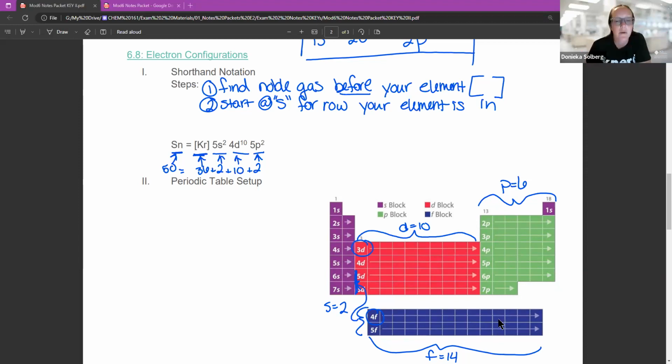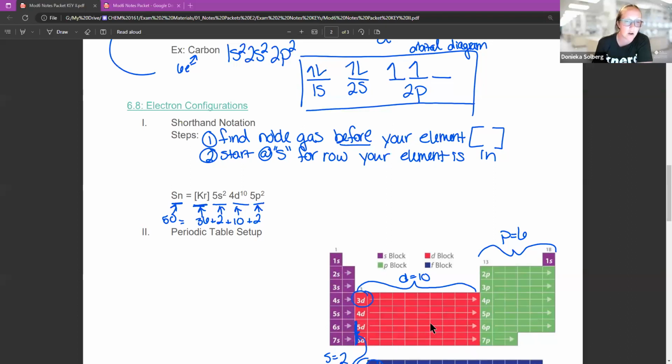So if I were you, I would get used to labeling it this way, and then you just go in order to figure out what your electron configuration is. Now, like I said, I'm going to tell you how to do this kind of shorthand. So if you have something really, really big, something down here, what you're going to want to do is find the noble gas, right? Noble gases are in column 8, that is before your element, and put it in brackets.